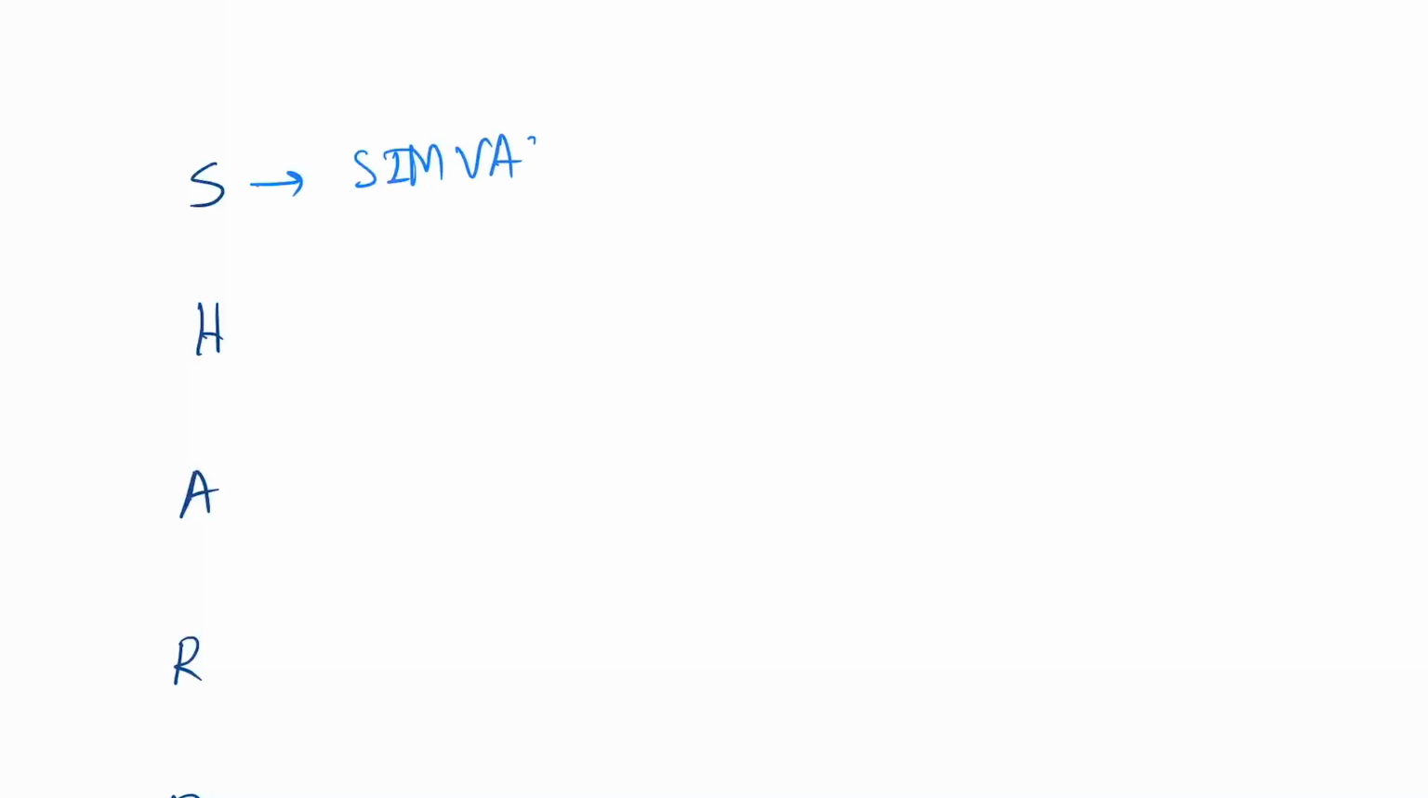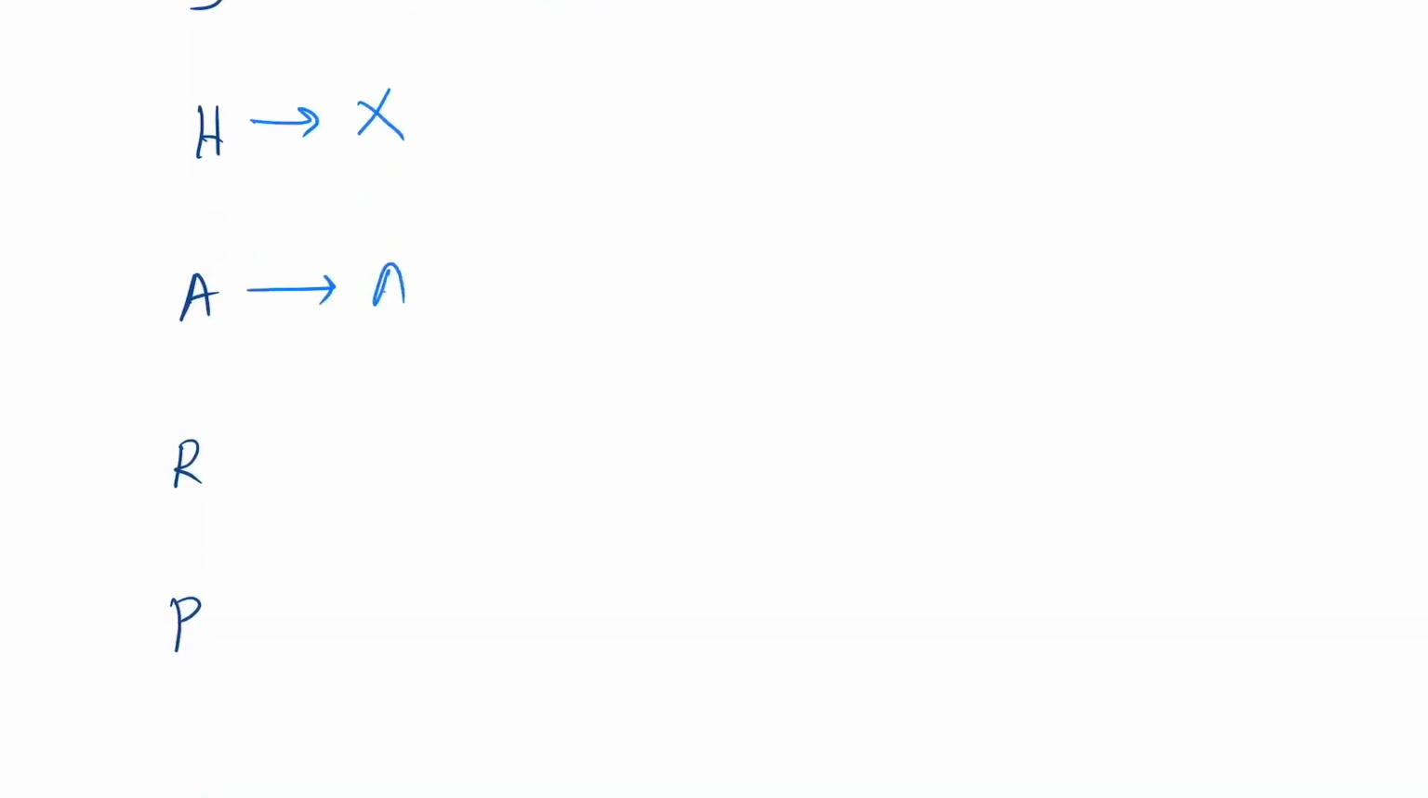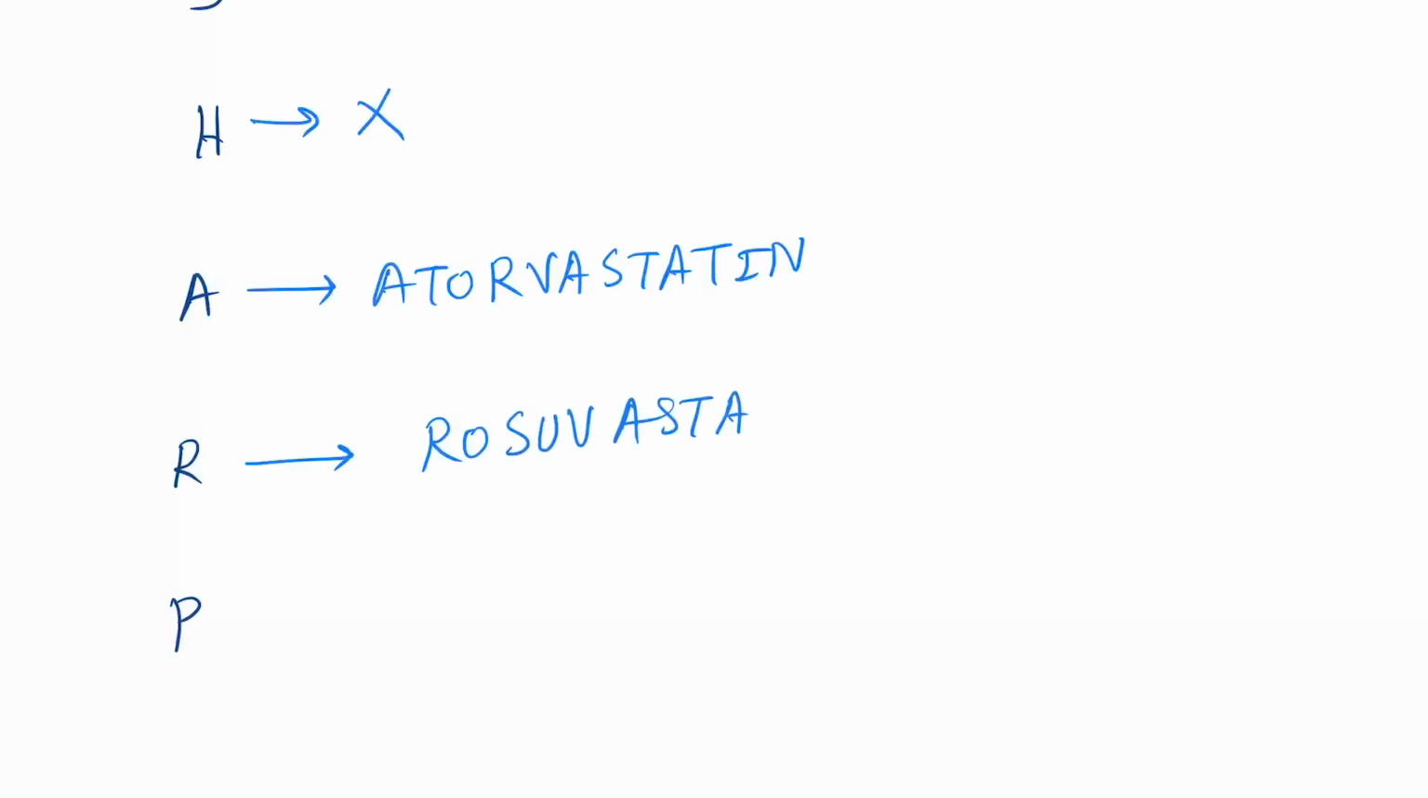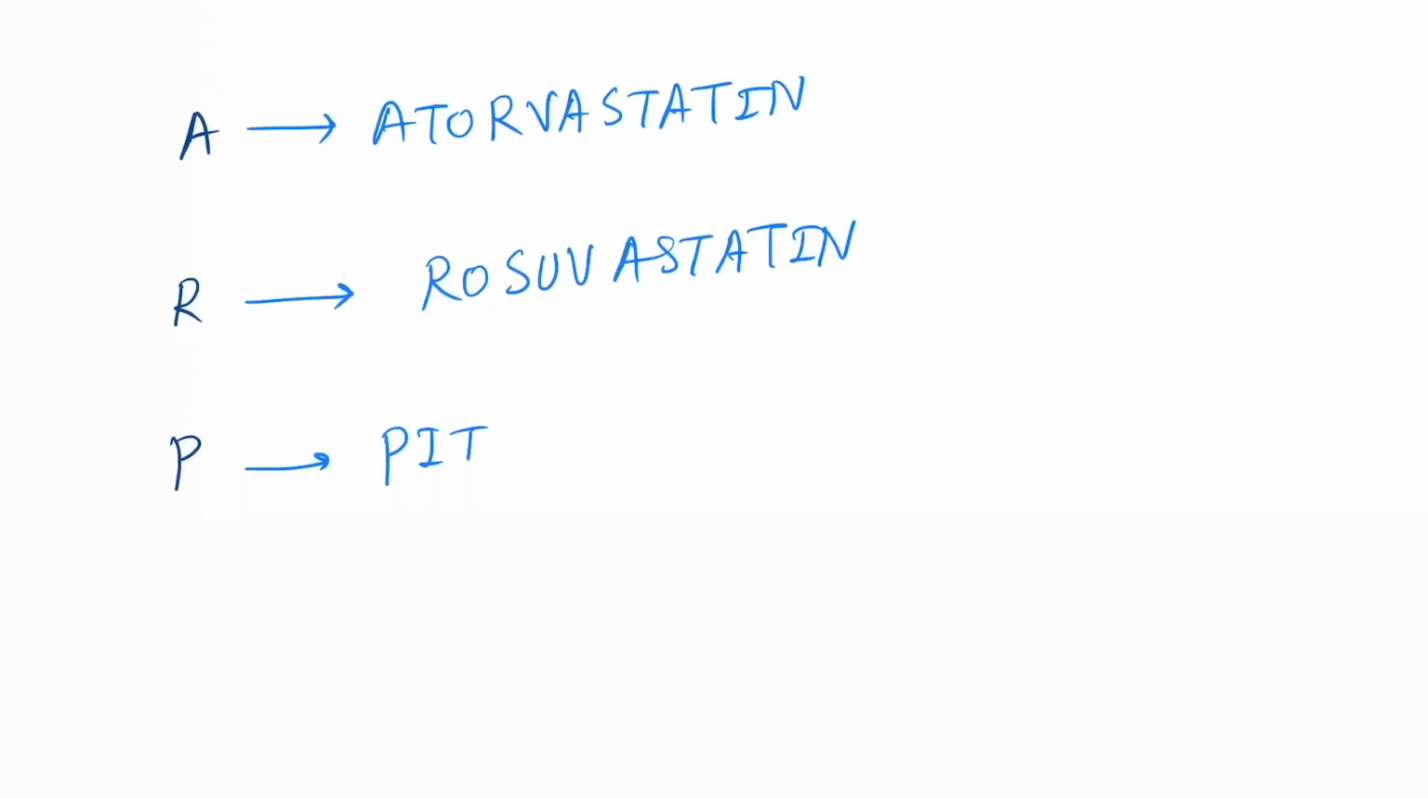Next, sharp. You have to write down SHARP. S is for simvastatin, H, sorry, there is no drug for H, A for atorvastatin, R for rosuvastatin, and P for pitavastatin.